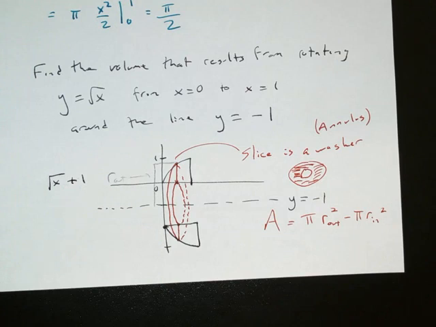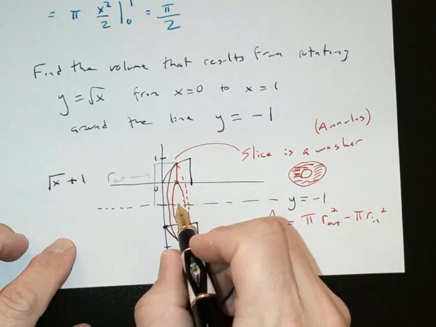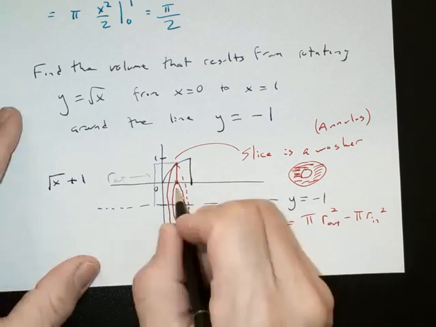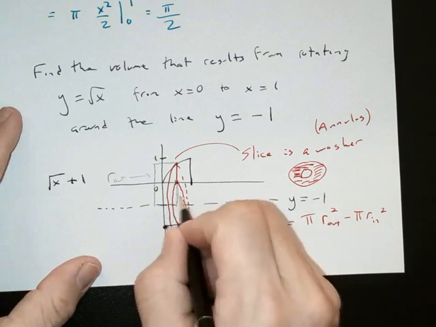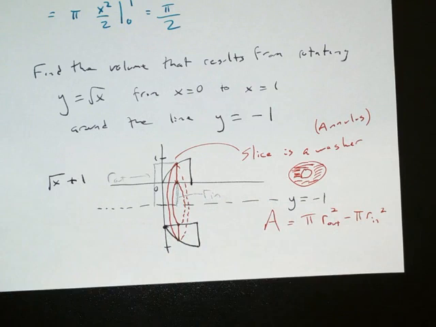What's the inner radius? Well, that goes from here to our rotation line, yes? So R in is right here. What's that distance? That's y equals 0, and I'm subtracting -1. That's 1 all the time.